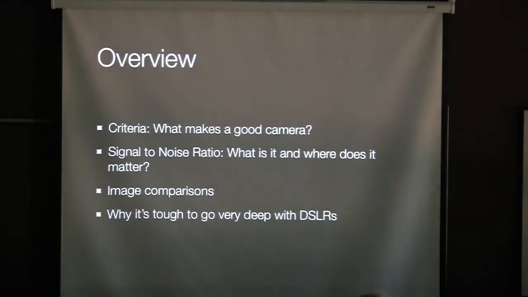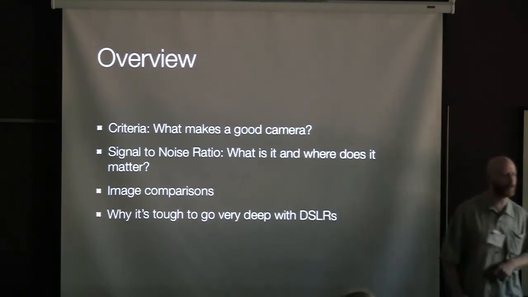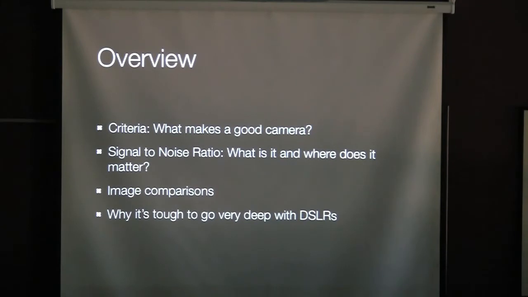camera for astrophotography. Just to give you a little bit of overview here, we're going to start off talking about really what are the criteria, what is going to end up making what we're going to call a good camera. And we're going to then slide into a discussion of signal to noise and a signal to noise ratio. So what is signal to noise and where in the image does it actually matter? Because a lot of people use the term, there are a couple different ways you can think about it, and I'll be talking about one in particular.